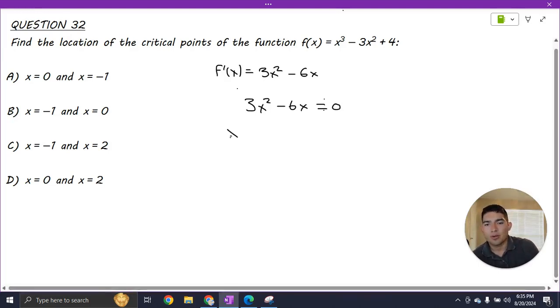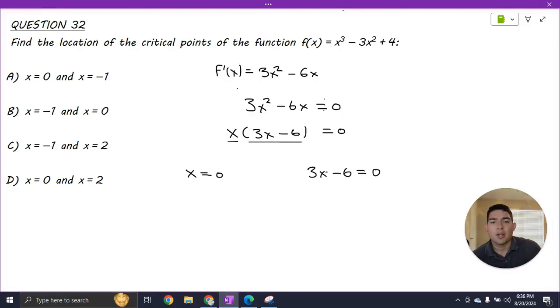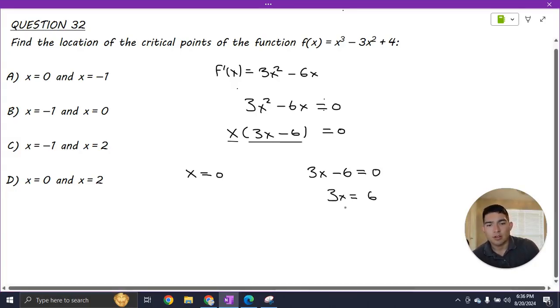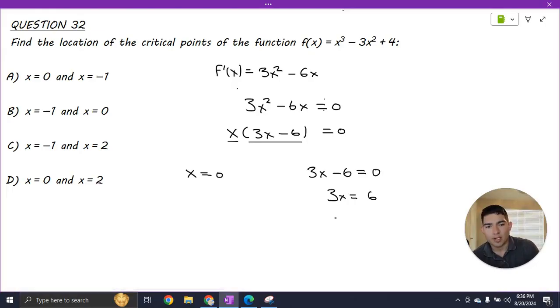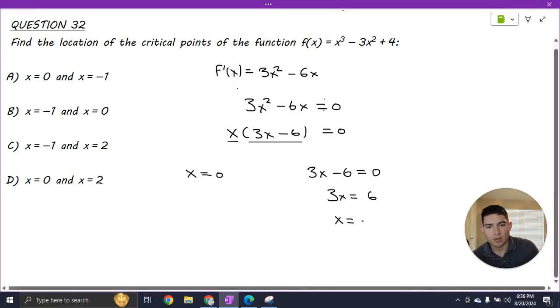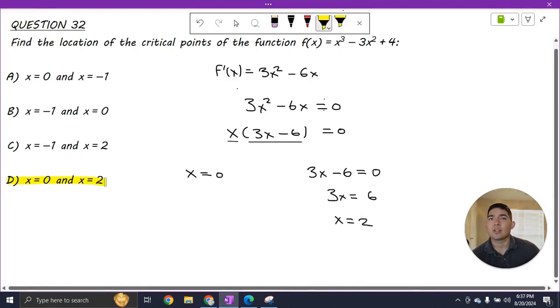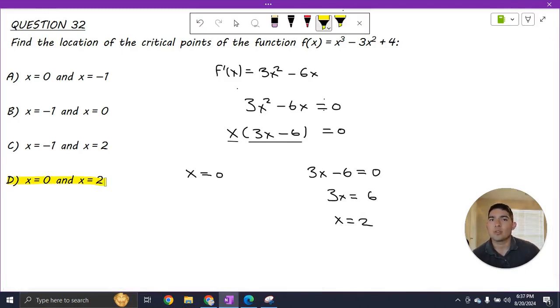Now in order to proceed, we can factor out an x, and we're going to end up with x times (3x minus 6) is equal to 0. That tells us that the location of one of our critical points is at x equals 0. And we can solve for the location of the other critical point by setting the inside of the parentheses equal to 0 as well. So then we'll end up with 3x equal to 6. And when we solve for x, we're going to end up with x equals 2 as the other critical point. If you take a look at the multiple choice, the answer for this one is going to be D.